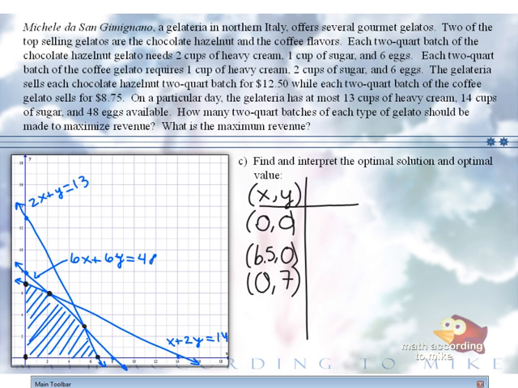Okay? So we have to find the intersection of the other two. This point here comes from the intersection of what two lines? Yep, 6x plus 6y is 48, and x plus 2y equals 14. Their intersection is 2, 6. And the last one, this point right here, comes from the intersection of what two lines? Someone else. 2x plus y is 13, and 6x plus 6y is 48. And that gives you 5, 3.